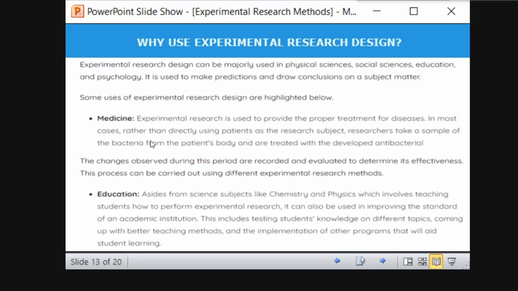That is true actually. In most cases, rather than directly using a patient as the research subject, researchers take a sample of bacteria from the body and treat it with the developed antibacterial substance. So instead of directly testing the patients, they take the bacteria from the patient's body and test it with the antibacterial substance, like medicine, to see whether the bacteria is killed or not. If it is killed, they can apply that medicine. Instead of directly testing on the human, they test only the bacteria taken from the human skin or something. The changes observed during this period are recorded.